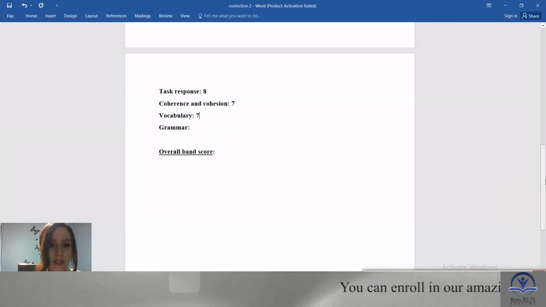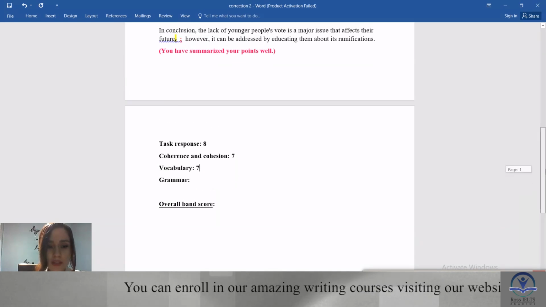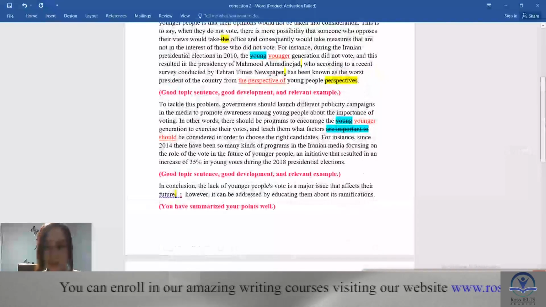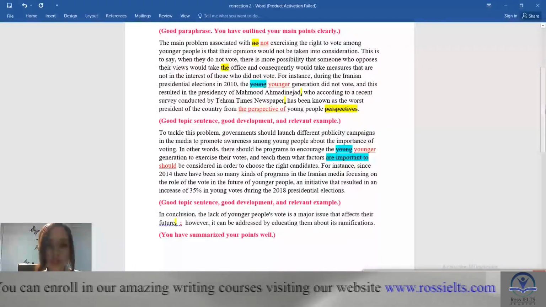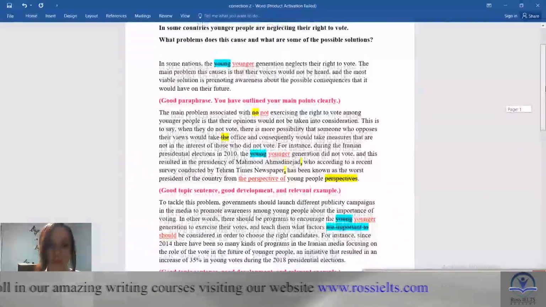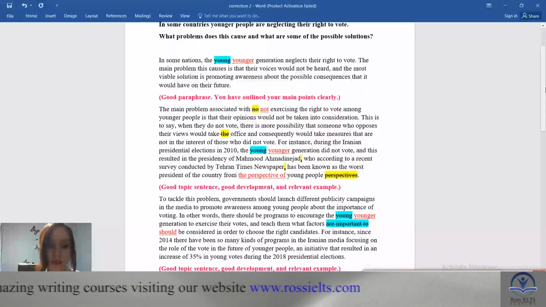And now we can go to the last criteria, which is the grammar. Let's see how the grammar is used here. One thing that is really important about the grammar in IELTS writing is that you shouldn't only use simple structures like one clause sentences. If you do so, you won't get a good score. You won't get above 6.